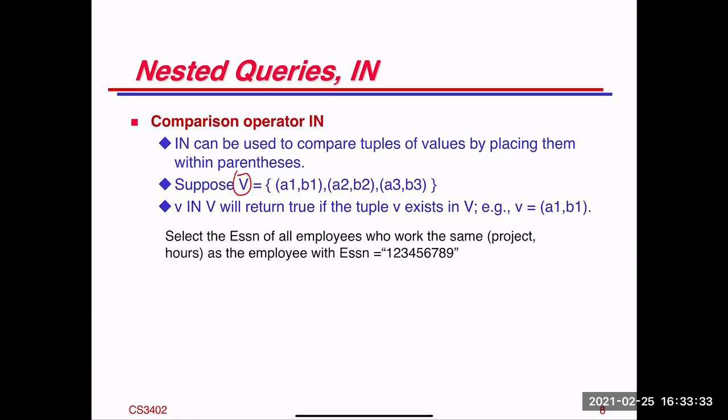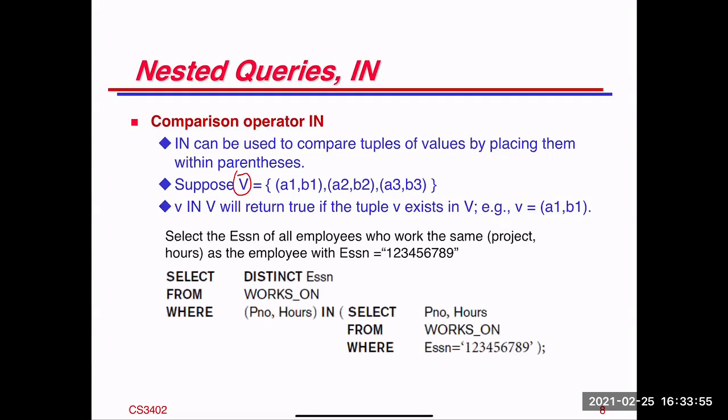Let's look at another example in the company database. So we want to select the social security number of all employees who work on the same project and number of hours as the employee with the social security number 1, 2, 3, 4, all the way up to 9. So let's see how we can get that. And again, we're going to use a nested query.